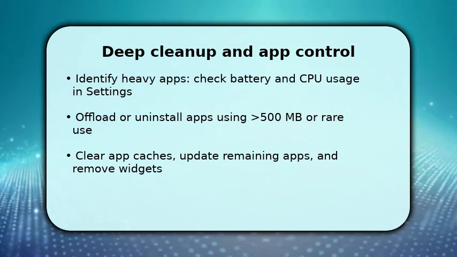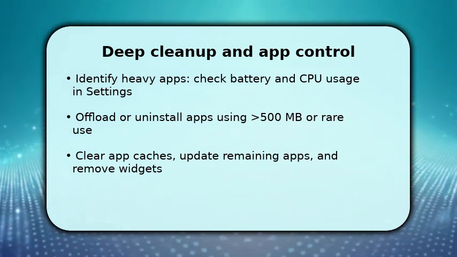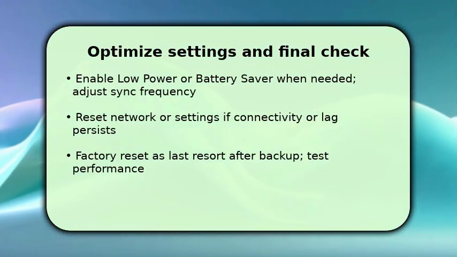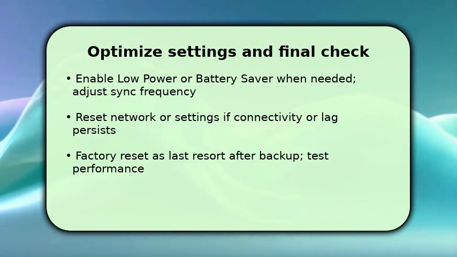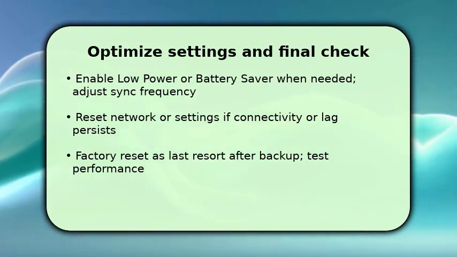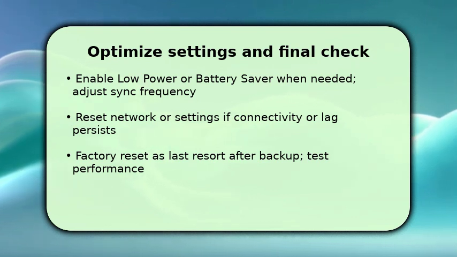Finish by optimizing system settings. Enable low power or battery saver to throttle background tasks, and reduce sync frequency for email and social accounts so the device wakes less often. If you still see lag tied to connectivity, reset network settings to clear corrupt caches.